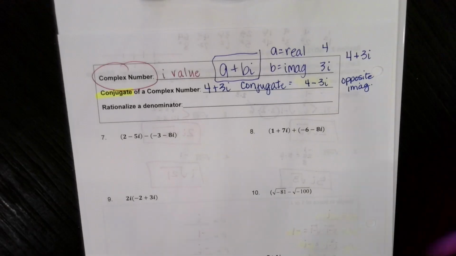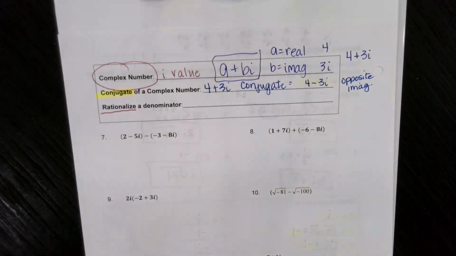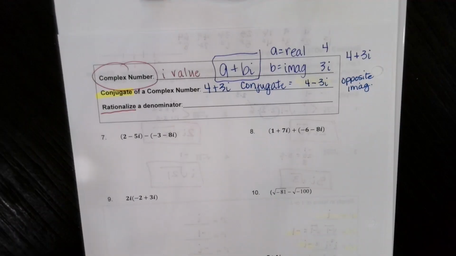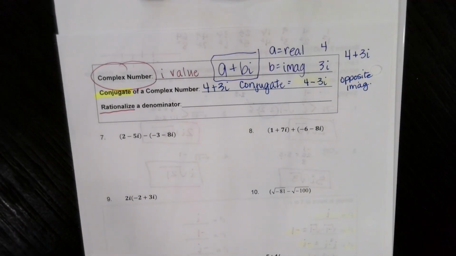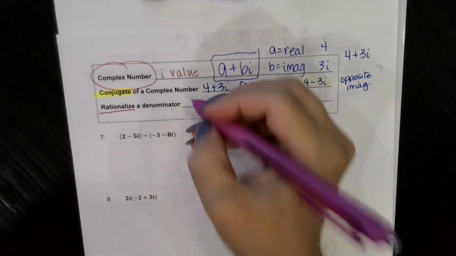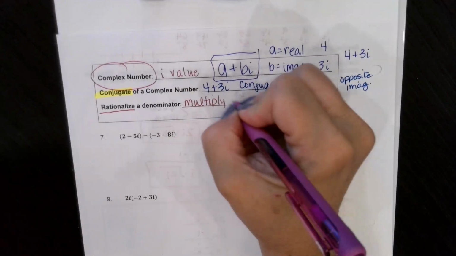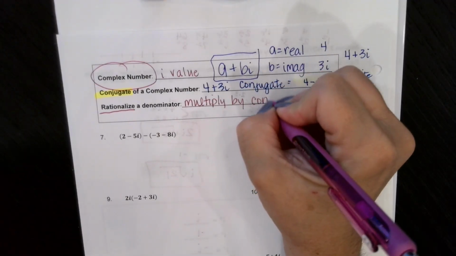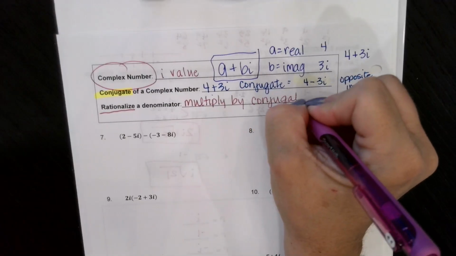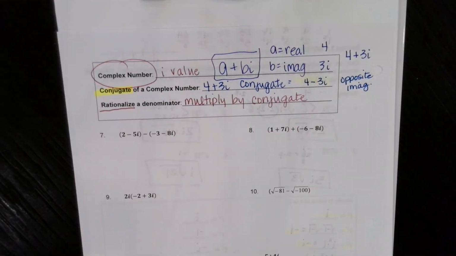Okay? Now, when we rationalize the denominator, if you remember rationalize, we did this all the time with fractions. You want to rationalize the denominator. This means you're going to multiply by the conjugate. All right. So I'll give you an example of that as we get into it.